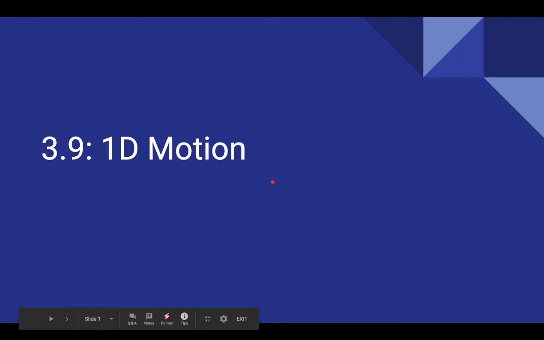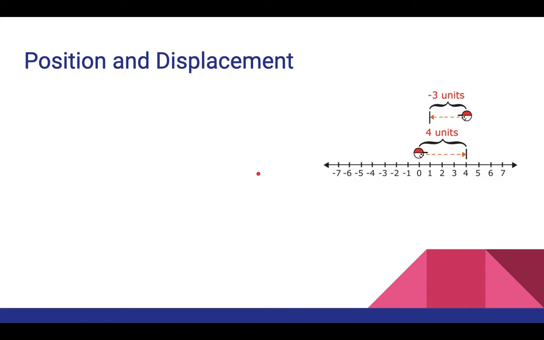We'll look at how we can apply differential calculus to analyze the motion of an object moving in one dimension, aka along a line. So the first thing we need to start, if we want to analyze the motion of an object, is the position and displacement of said object.